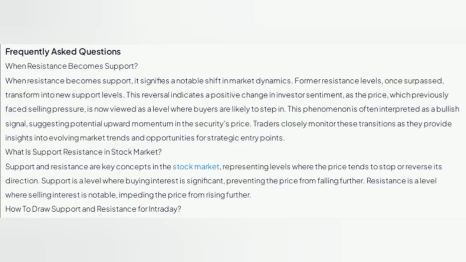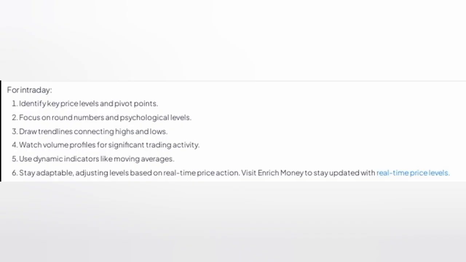How to draw support and resistance for intraday. For intraday, identify key price levels and pivot points. Focus on round numbers and psychological levels. Draw trend lines connecting highs and lows. Watch volume profiles for significant trading activity. Use dynamic indicators like moving averages. Stay adaptable, adjusting levels based on real-time price action.